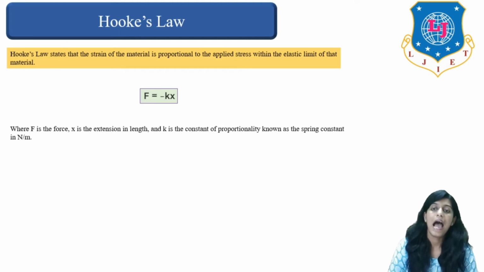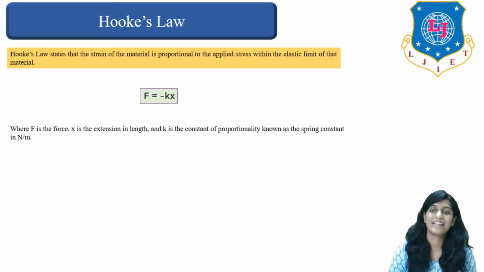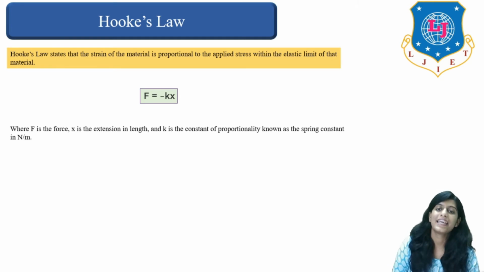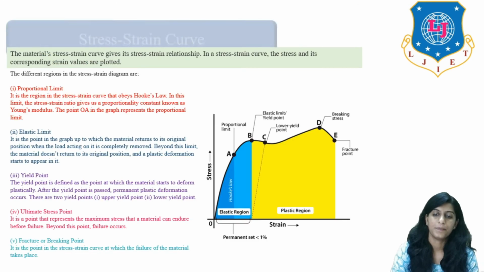It is represented by F equals minus K into X, where F is the force, X is the extension of length, that is the change in length, and K is our proportionality constant, which is the spring constant, and it is given in terms of Newton per meter.